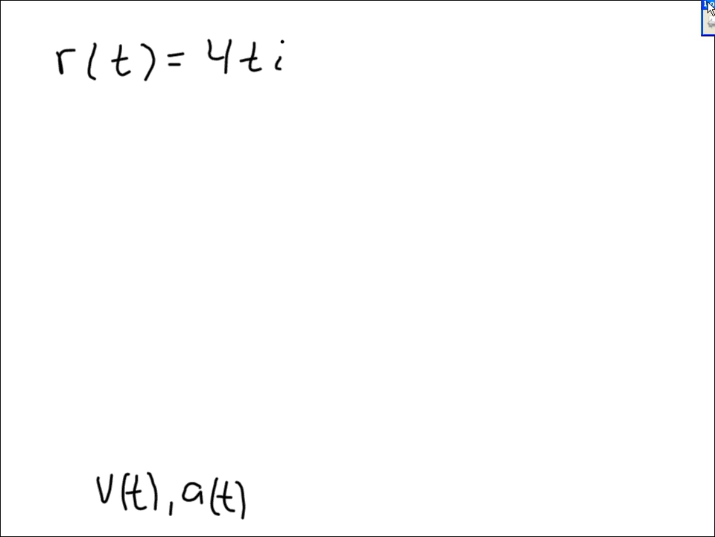Section 22 is tangent vectors and normal vectors. Suppose that you are told that the position vector is 4ti. And you're asked to find v of t, a of t, T of t, and N of t. And you also want to know the type of path the curve takes.